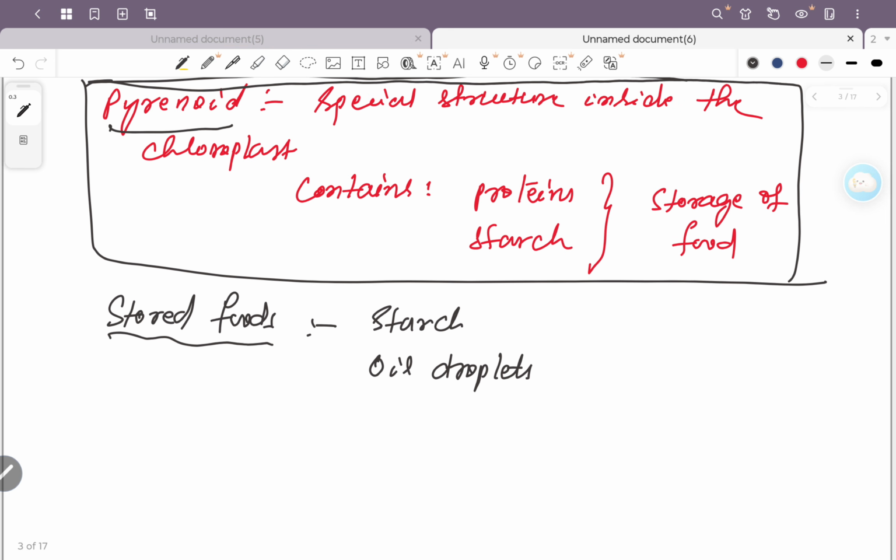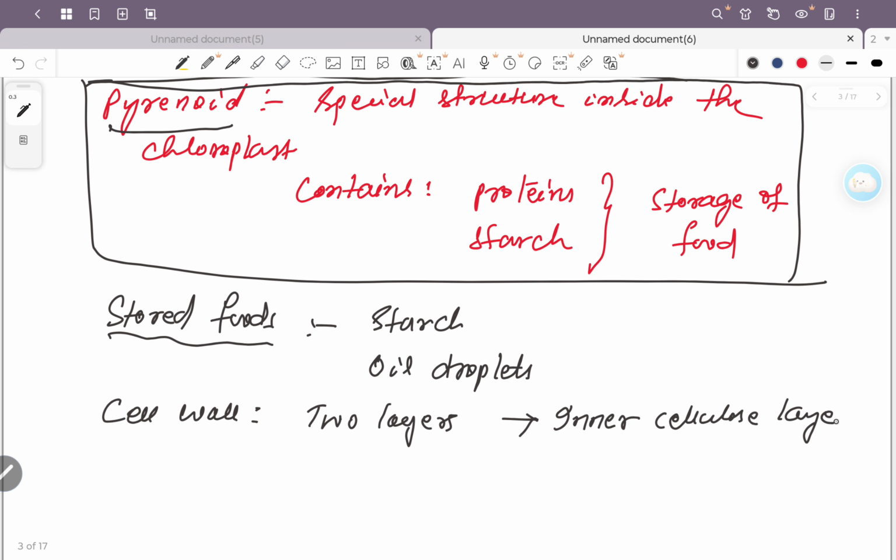Now come to the cell wall. The cell wall consists of 2 layers. The inner layer is the cellulose layer and the outer is the pectose layer. Very important, children. So inner is cellulose and outer is pectose. So this is the cell wall composition of chlorophyceae.